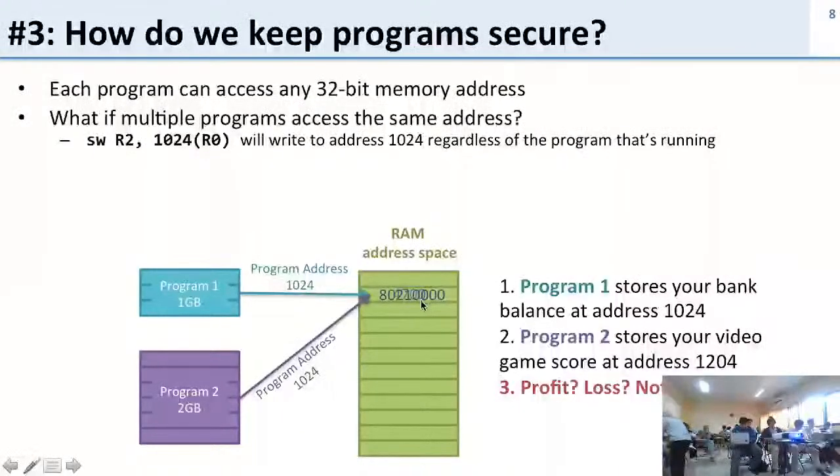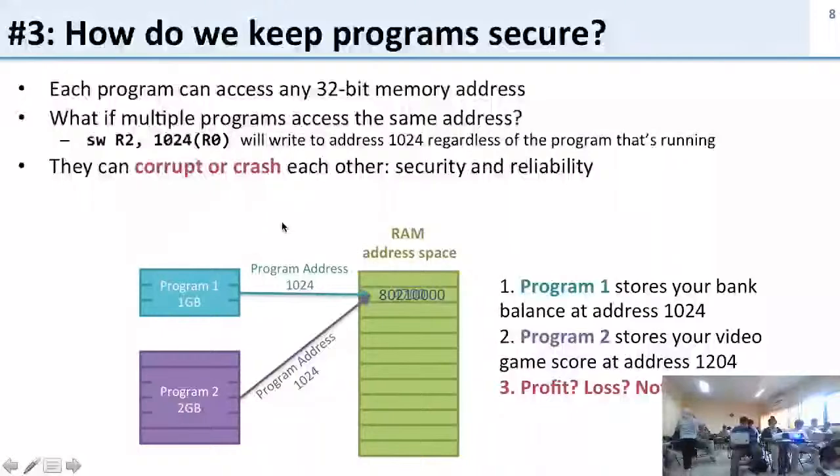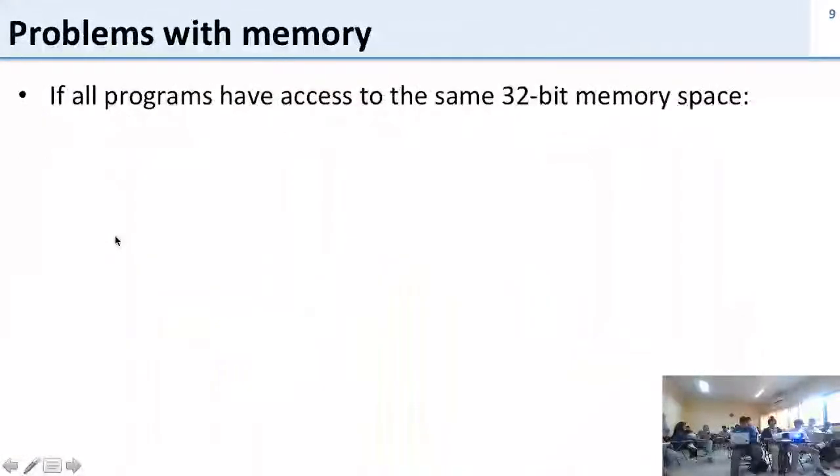Well, they're corrupting each other. Because we don't have any way to separate what memory they're accessing, and they're both trying to access memory 1024, which is perfectly legal, they're going to bump into each other. We don't have any way to keep programs separate, so we can cause this corruption or crashes. And this is why programs and computers crashed an awful lot a long time ago, because we weren't using virtual memory.